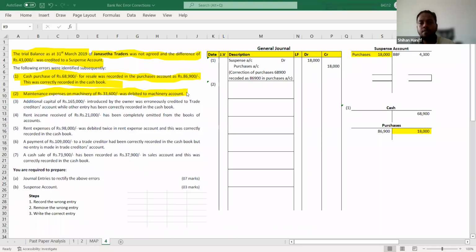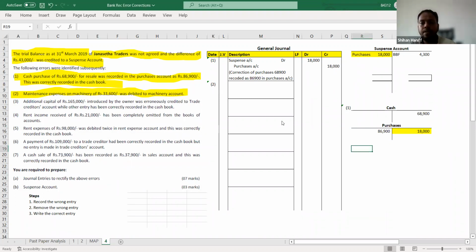Errors of principal. Asset. The expense is recorded as an asset.